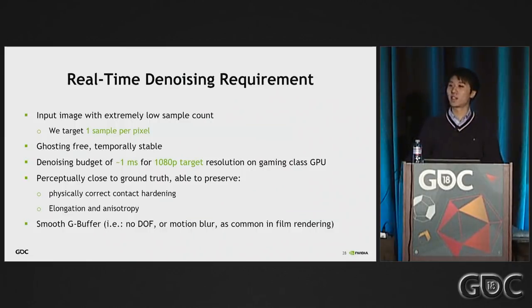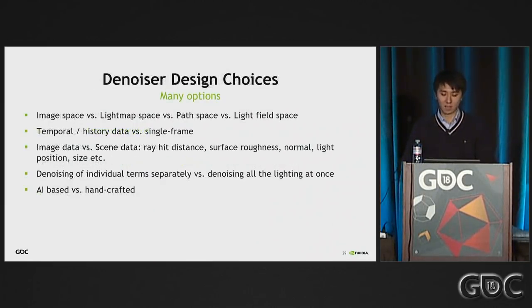However, we still like to get the result to be as perceptually close to the ground truth as possible, especially when we want to preserve all the expected shading features for the stuff that you're denoising. For example, for soft shadows, you want to have contact hardening. For glossy reflections, you want to have the elongation when you're looking from the grazing angle. So lastly, and thankfully, we don't really have to deal with the noise that's in the G buffer, since depth of field and motion blur are always done in post-processing in games.